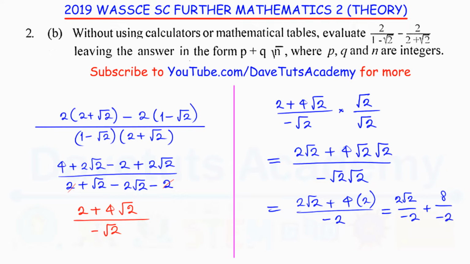So the final answer after having expressed all of this is going to give me minus 2 can cut 2, so I will have minus root 2. Then 8 over minus 2 is minus 4. But if I want to write it in the order p plus q root n, that will be minus 4 minus root 2. So this is going to be the final answer to this question that we are asked on Surds.